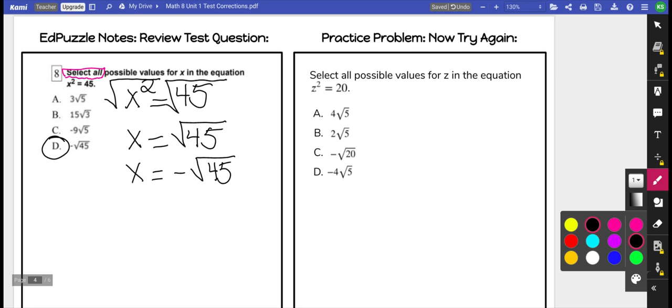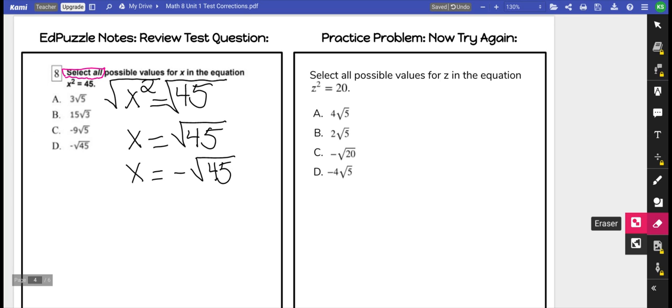So one of our answers is D. Oops, it didn't make it the other color. So I like to do the bright colors so we can see. So D is one of our answers. Now let's work on simplifying.